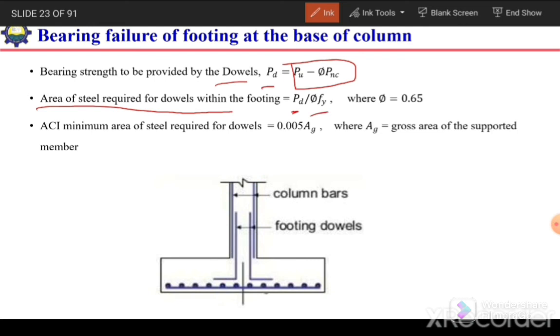So from here we will get the area of the dowel reinforcement, and based on the area we can select the number of bars, and the minimum area should be more than 0.005. If this area is less than 0.005 AG, we need to consider this value. So in this way we will provide the dowel reinforcement.